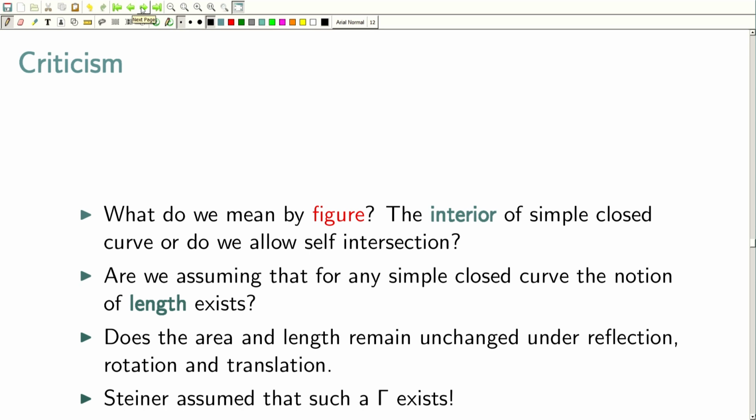what Steiner assumed is that such a gamma exists. Look at what Steiner has proved. Steiner proved that given a fixed perimeter, if the curve is assuming the maximum area, then that has to be a circle. Now, what he is assuming is that there exists one such curve which assumes the maximum area. It may not happen that there exists such a curve.